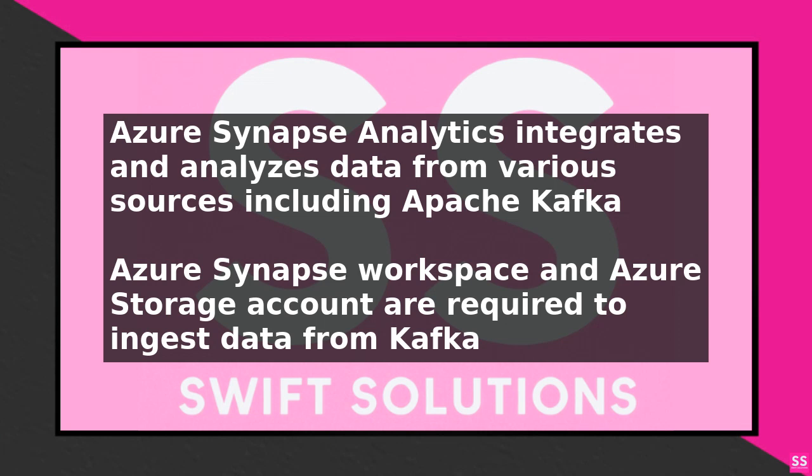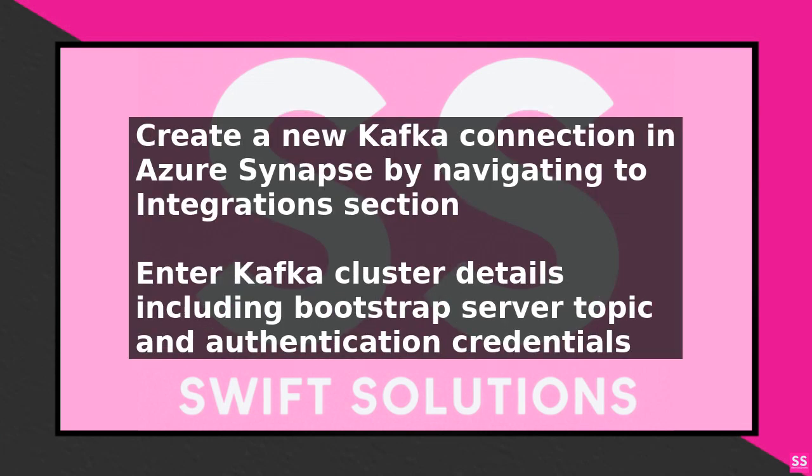Step 2. Creating a Kafka connection. Create a new Kafka connection in Azure Synapse by navigating to the Integrations section and clicking on Linked Services. Then select Apache Kafka and enter the Kafka cluster details, including the bootstrap server, topic, and authentication credentials.